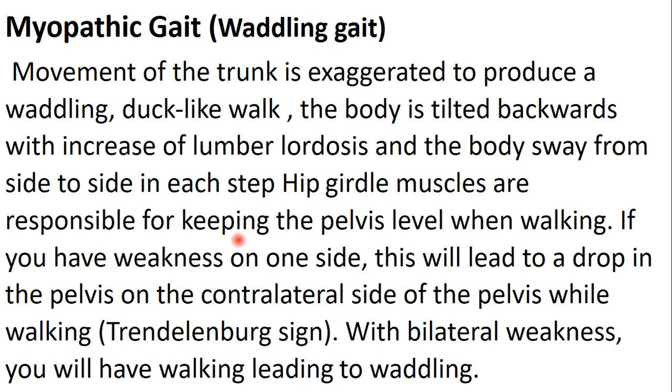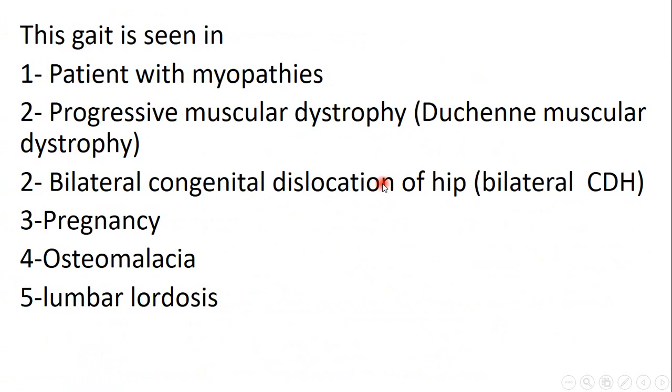If you have weakness on one side, we will have Trendelenburg sign, unilateral. But if it is bilateral weakness, we will have waddling gait, myopathic gait. This may occur in certain situations, for example in patients with myopathies or in patients with progressive muscular dystrophy, for example Duchenne muscular dystrophy. We see it in bilateral CDH, bilateral congenital dislocation of the hip. In case of pregnancy and osteomalacia because of muscle weakness, and in lumbar lordosis. Those are the causes of waddling gait or myopathic gait.